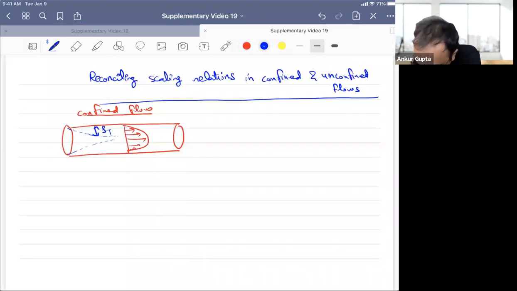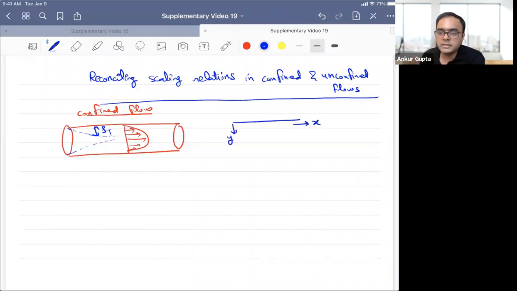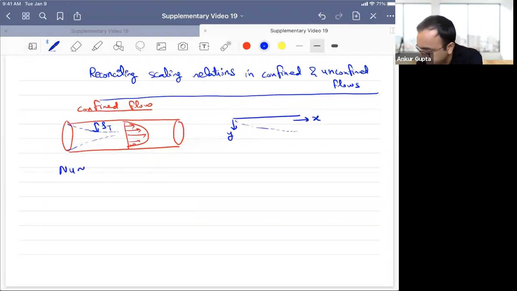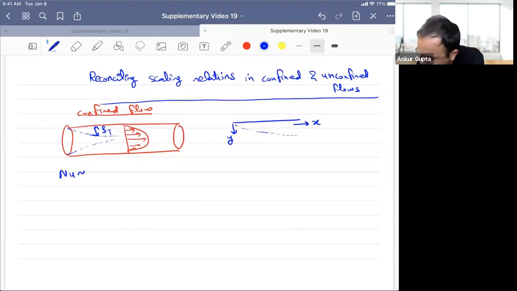So in this coordinate system, this is the x direction and this is the y direction. The r direction, or the radial direction, becomes the y direction, and the x direction becomes the flow direction. The idea is that our system is basically seeing a thermal boundary layer within a fully developed flow. What we want to find is the Nusselt number, and as we have discussed, the Nusselt number in this case would be given by R by delta T.